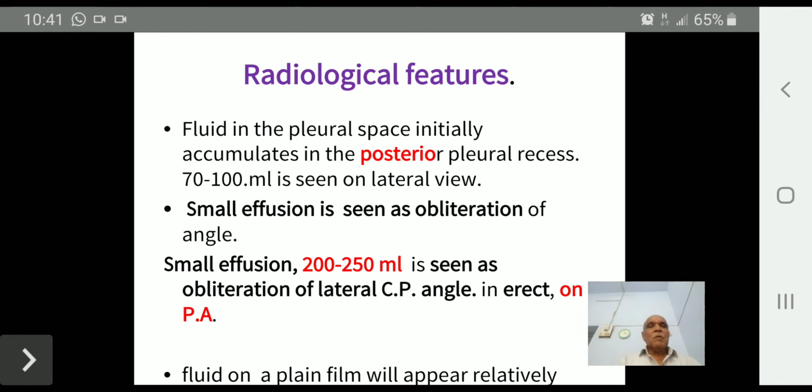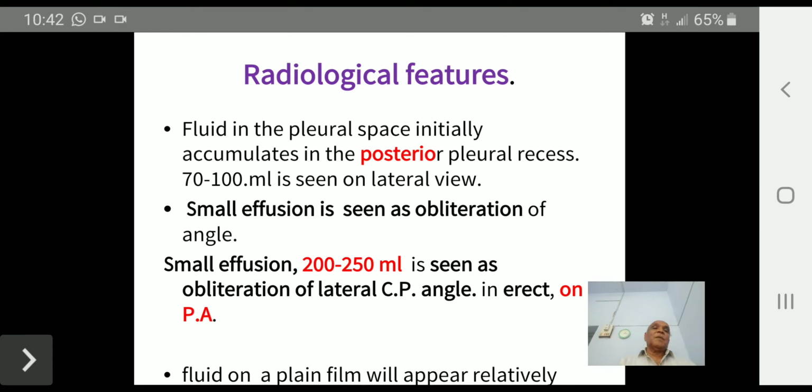Now, the radiological features of the effusion. The fluid is accumulated at the base due to gravitational force. The chest has an anterior CP angle and a posterior CP angle. The anterior CP angle is at a higher level than the posterior CP angle. So any fluid in the space is accumulated initially at the posterior CP angle.